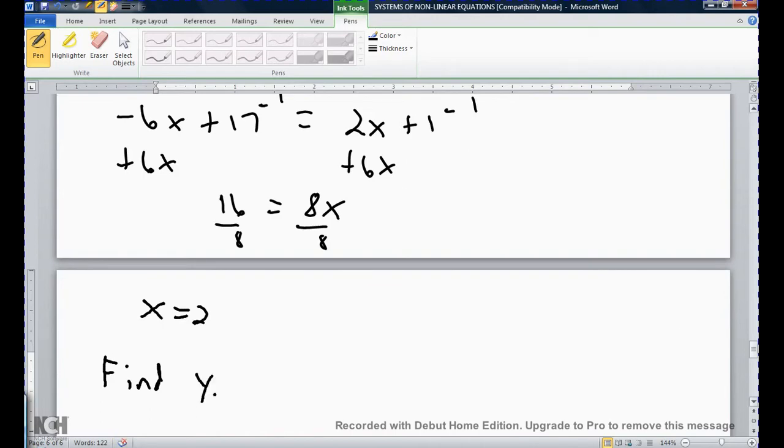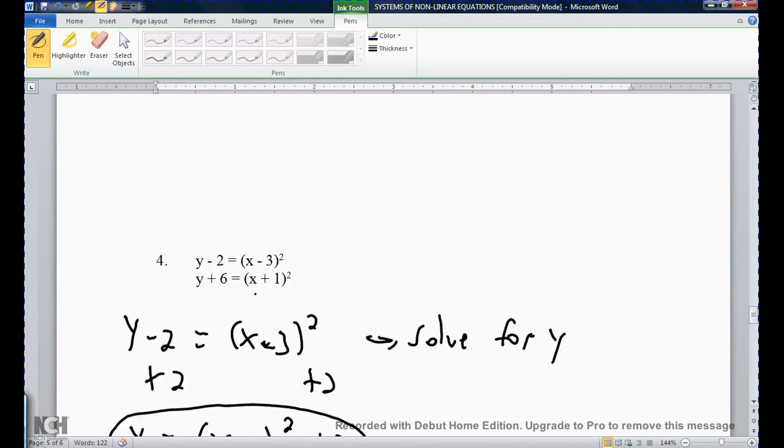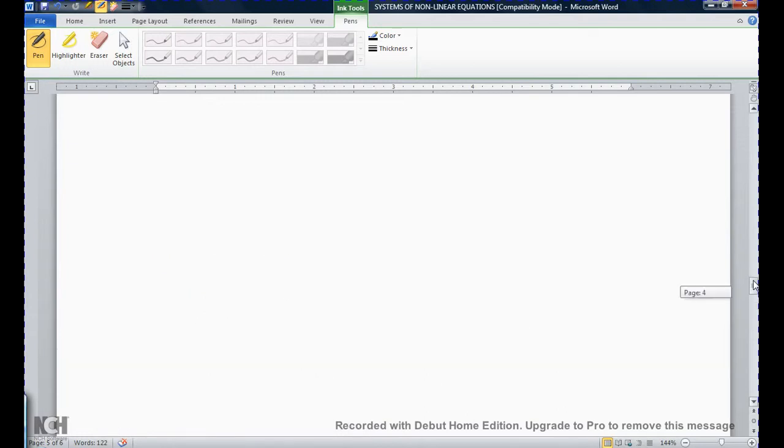Now we're going to find y. And it doesn't matter which one you use. I want to use the second one because it doesn't have any minus signs in it. It doesn't really matter though. So y plus 6 equals x plus 1 squared.